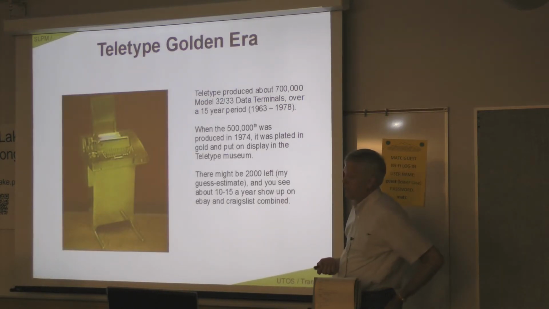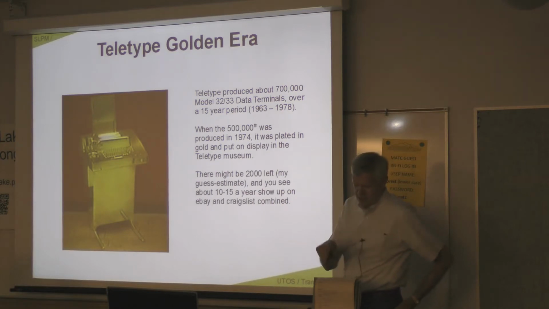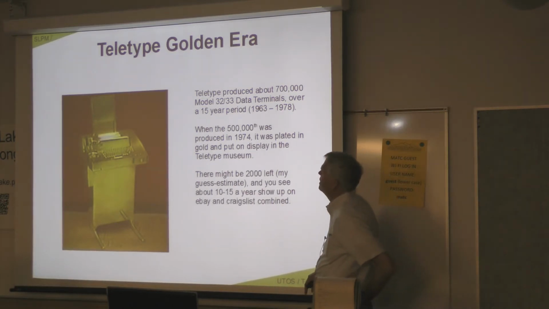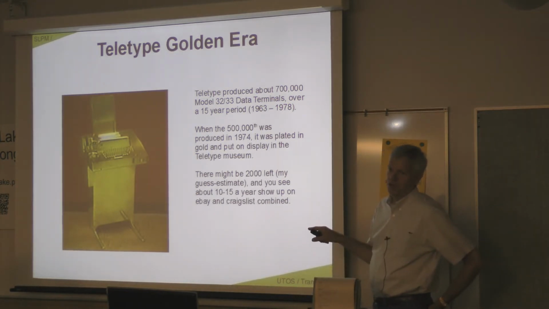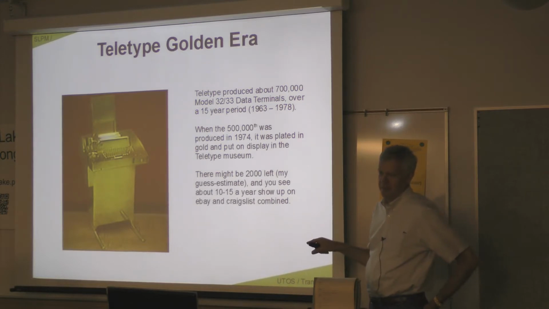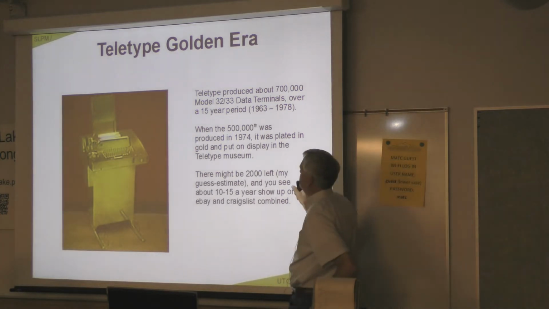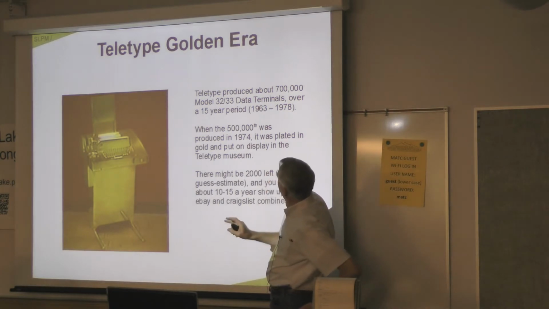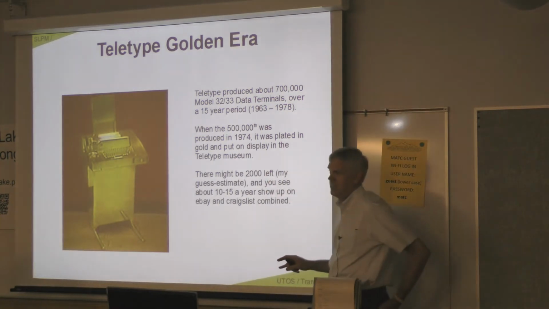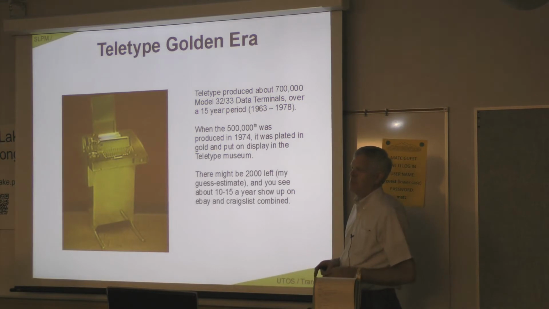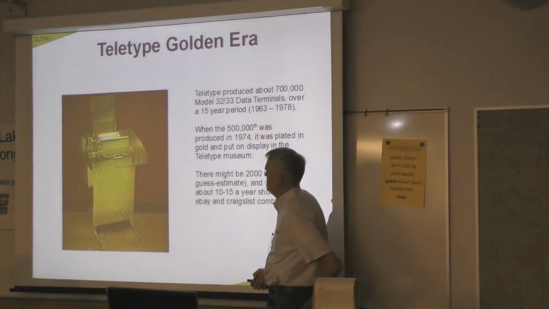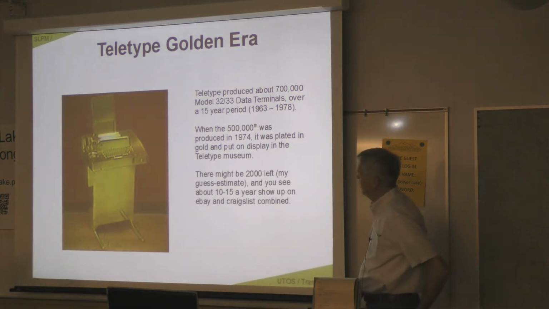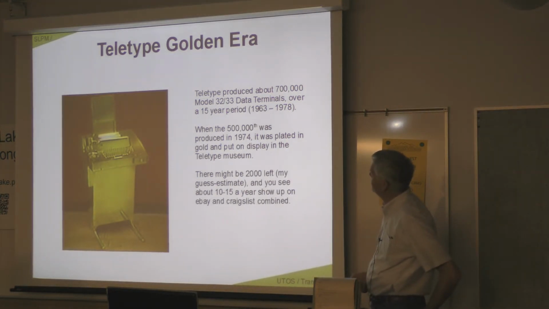And they produced about 700,000 of these, this particular model, the 33. And at the 500,000th machine, they actually plated the machine with gold and put it in the museum. And when they got to the 600,000th machine, it was 1976, and they painted the machine red, white, and blue, and they took it on tour for the U.S. Bicentennial. So I don't know where that machine went, but it would be interesting to see that one.